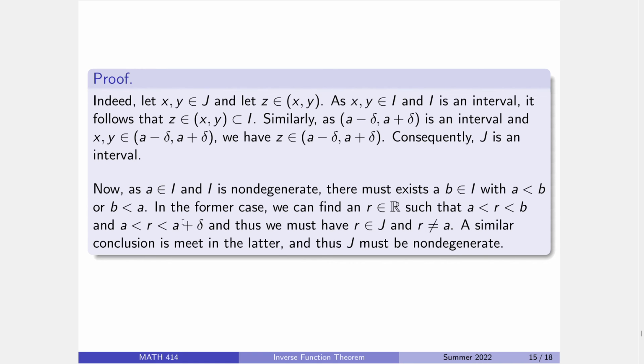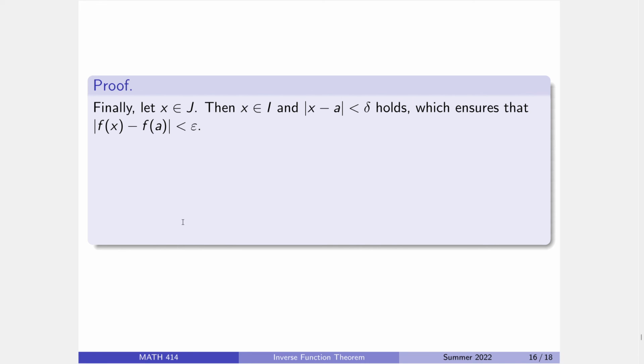Beautiful. So the only thing to verify now is that everything that is in J, f of x is actually strictly bigger than 0. Well, let x be in J. That means x is in I, and we also know that |x minus a| is less than delta. So, by the continuity, we know that |f of x minus f of a| is less than epsilon.